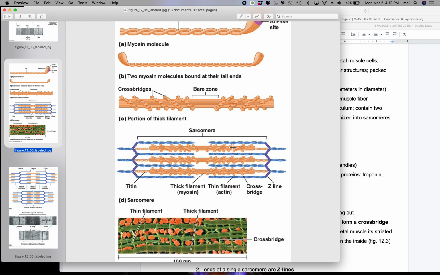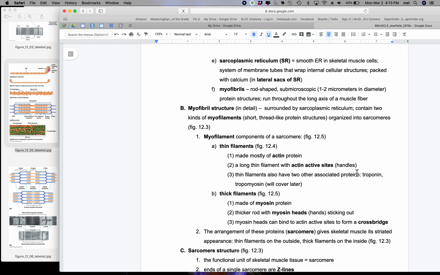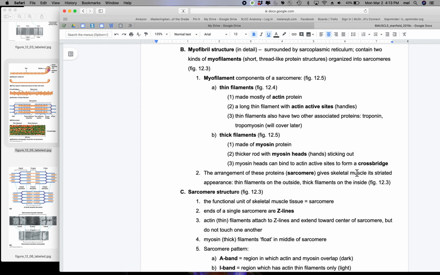These are called myosin heads. When given the opportunity, they will bind to these attractive sites on the actin called the actin active sites. When they form an attachment between the myosin and the actin, it's called a cross bridge, and we will get to cross bridges next time. So when myosin is given the opportunity, it will form a chemical attachment to the actin active site. The arrangement of this actin and myosin gives the characteristic striations to the skeletal muscle fiber.